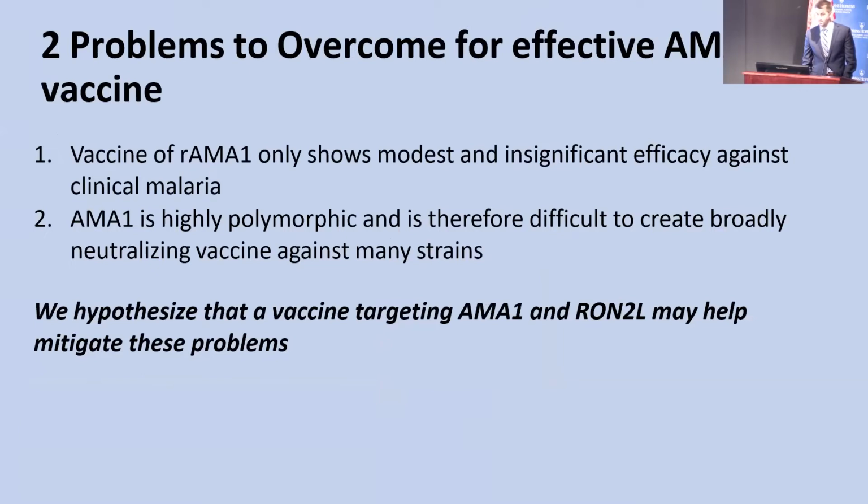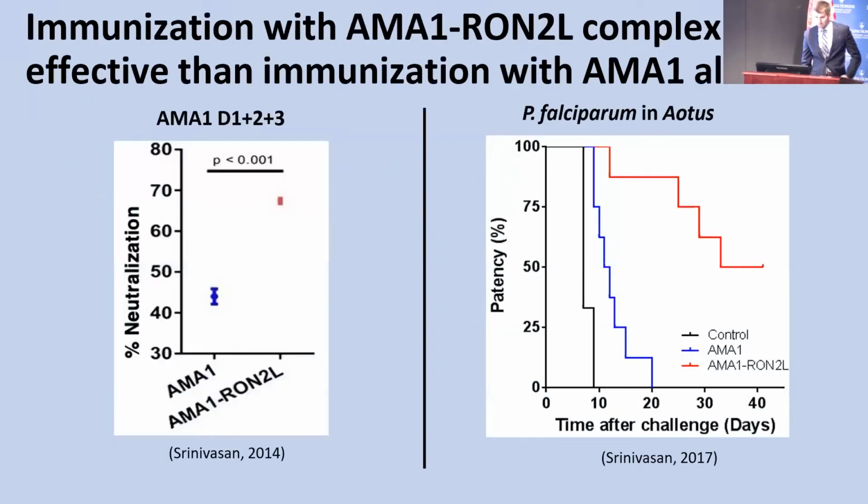There are two problems to overcome for an effective AMA1 vaccine. The first being developing a vaccine that can target many different types of strains. Additionally, the phase 2 clinical trial against AMA1 shows only modest and insignificant efficacy against clinical malaria.